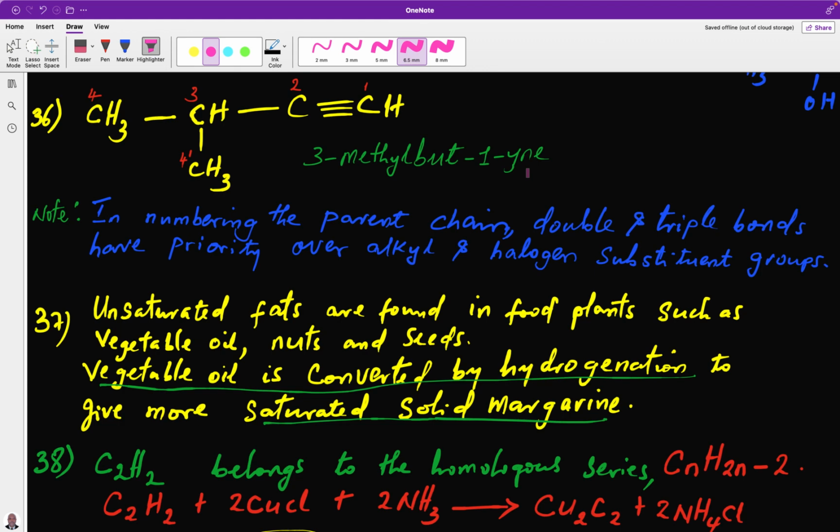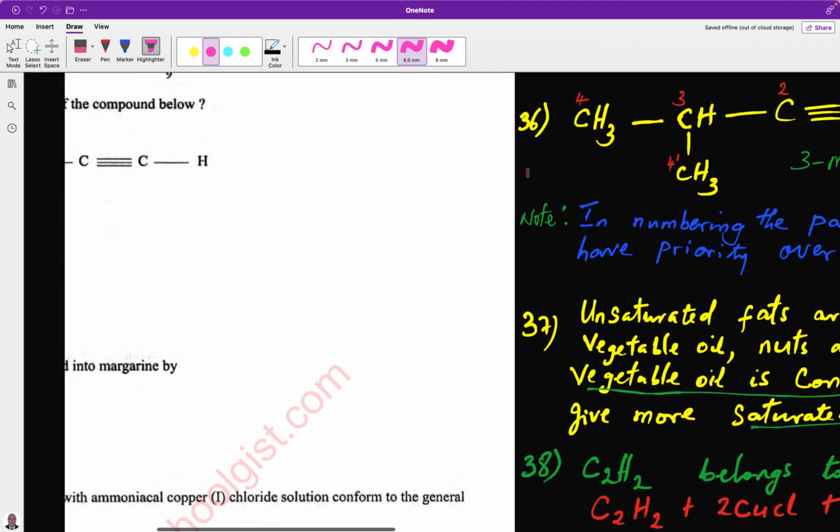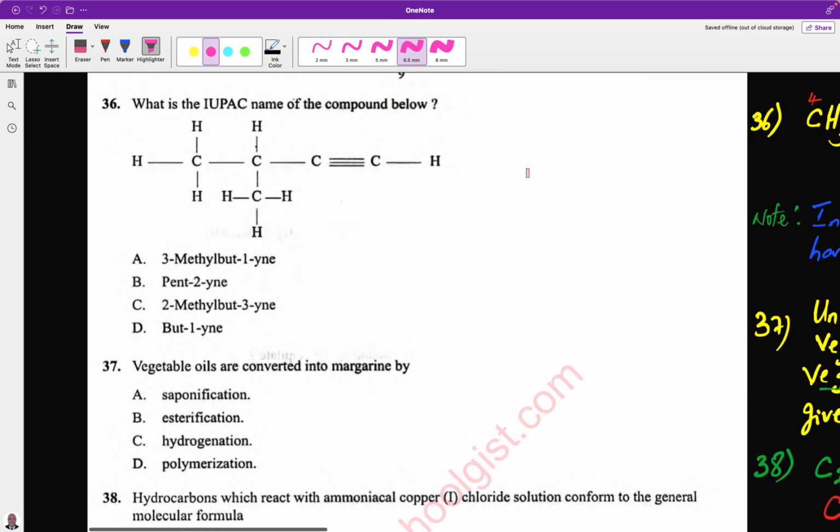Okay, using this name, let's check the answer column to see which of the answers is right. The first answer is 3-methylbut-1-yne. That is our answer. The answer is not pent-2-yne. The answer is not 2-methylbut-3-yne. The answer is not but-1-yne. The answer is 3-methylbut-1-yne, which is A.